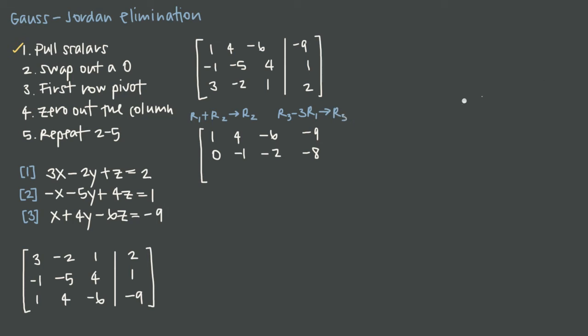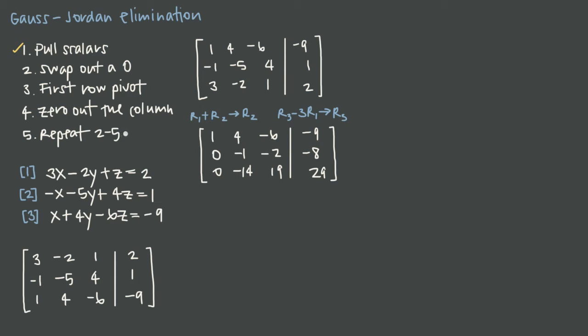row 3. So we'll do that next, and we'll say 3 minus 3 times 1 is 3 minus 3, or 0. -2 minus 3 times 4 is -2 minus 12, or -14. 1 minus 3 times -6 is 1 plus 18, or 19, and 2 minus 3 times -9 is 2 plus 27, or 29. So we get 29 there. So those are the two row operations that zero out the rest of the first column where we had that pivot entry in the first row.